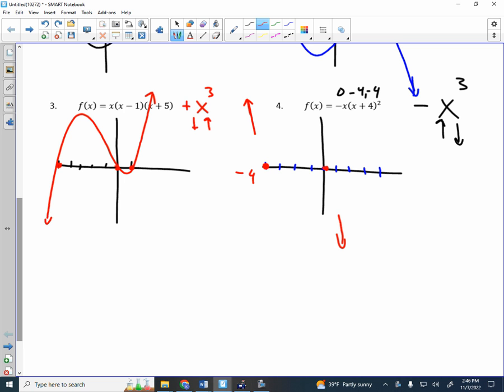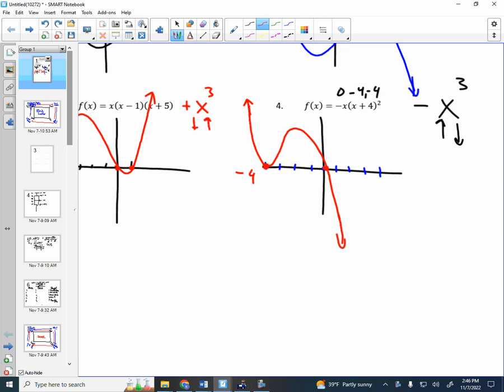So I'm going to draw it where I just touch and it bounces off and then travels back down. Not really a fan of how I drew that. I'm going to try again. It's a little bit better. That's what I want to see. I do not want to see you pass through the x-axis there. It has to be a double root. Flip it over.